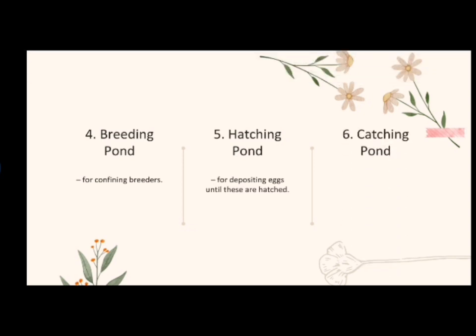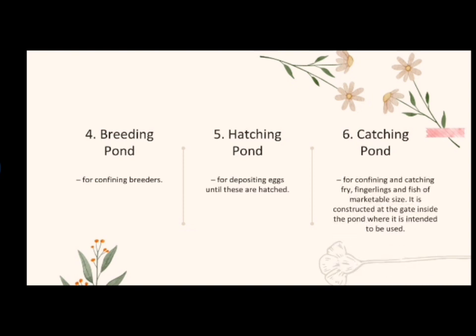So the sixth is the catching pond. Karon na kaayo no mangcatch, for confining and catching fry, fingerlings, and fish of marketable size. It is constructed at a gate inside the pond where it is intended to be used. So it serves as a catchment basin for fish at harvest. It is constructed at the gate inside the pond where it is intended to be used.